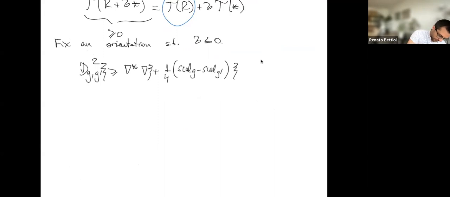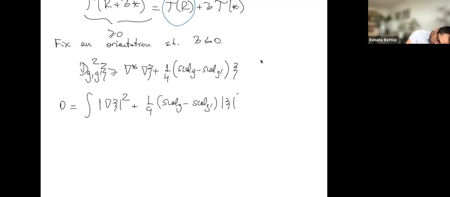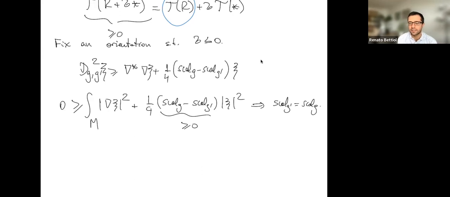And then integrate, right? So we get that 0 is equal to the square norm of grad C plus 1/4 scalar G minus scalar G prime C squared, or actually bigger or equal than this. And now we're in business, right? Because this was assumed to be non-negative, so they have to be the same. Right, so that's extremality.